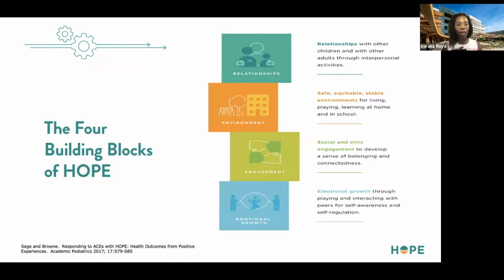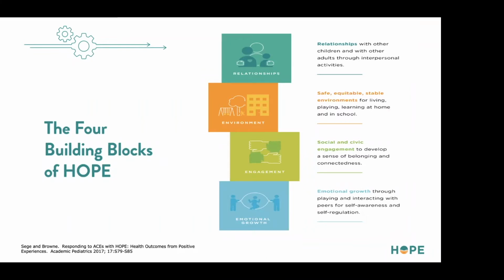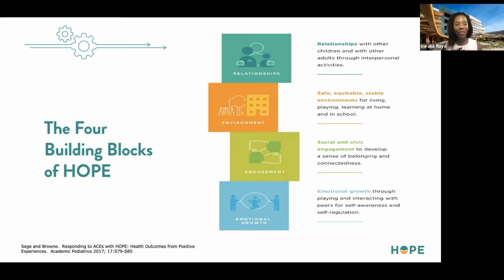So now, just as ACEs are categorized, PCEs are categorized into 4 building blocks, which we call the 4 building blocks of hope. The first, relationships, are secure, warm attachments and sustained relationships with parents, other adults, and peers. Safe, equitable environments are safe, stable homes with access to adequate nutrition and sleep, high quality learning opportunities, opportunities for play and physical activity, and access to medical care.